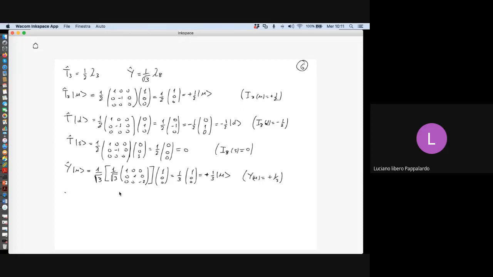And then we repeat with the down quark. You do it yourself, and at the end we find also here 1/3 for the down quark. And in fact, the hypercharge of the down quark is plus 1/3. And finally, we apply it to the strange quark. You can check this, and you will find at the end a minus 2/3 for the S quark. And so the hypercharge of the S quark is in fact minus 2/3.